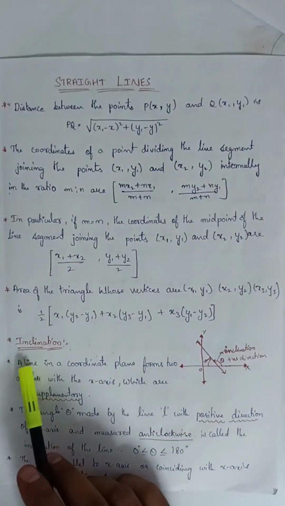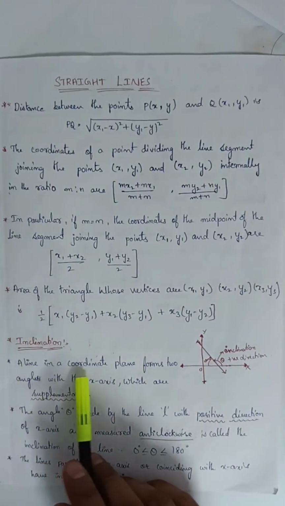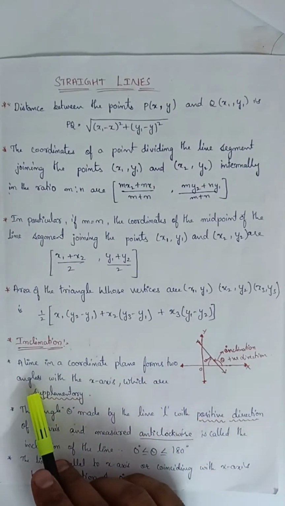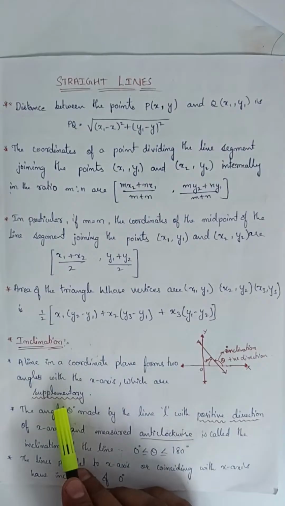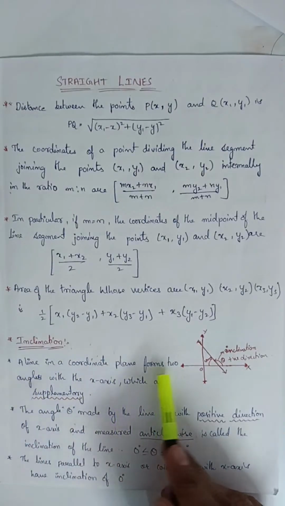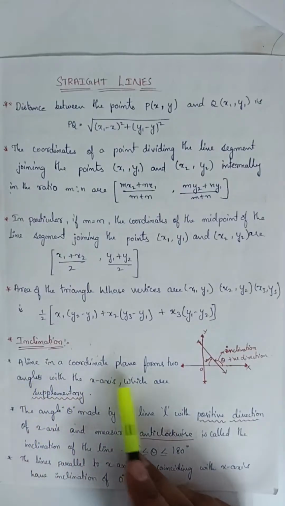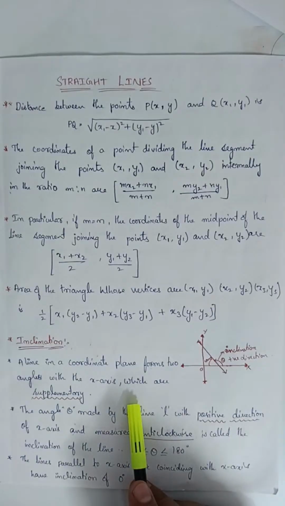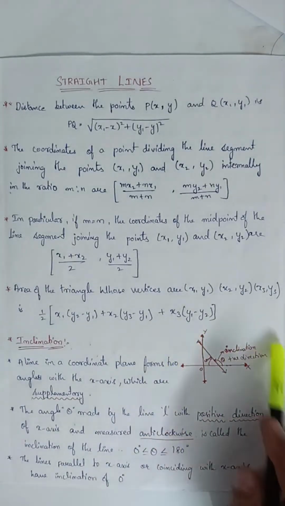Next, inclination. A line in a coordinate plane forms two angles with the axes which are supplementary. Supplementary means what? When the sum of two angles is equal to 180 degrees. Okay, so you can see the diagram here.